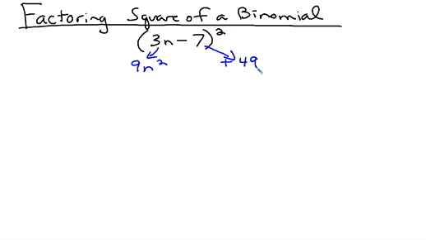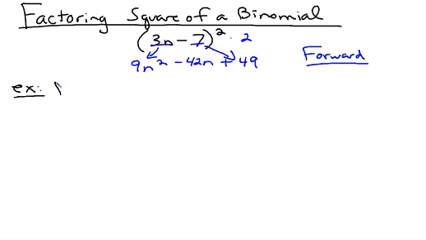And then our middle term, you remember how to get the middle term? It is this times 2. So negative 21n times 2 is negative 42n. That is what I'd like to call going forward with the shortcut. Today, because we are factoring, you're going to be asked to factor. We need to think I'm going backwards.